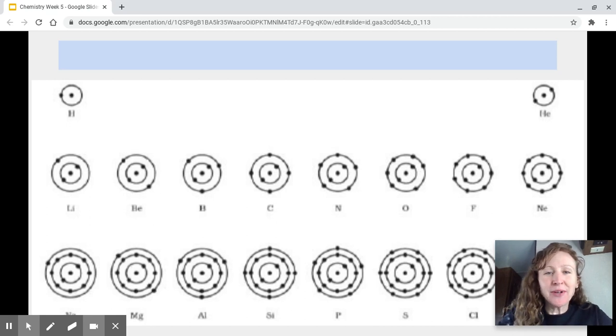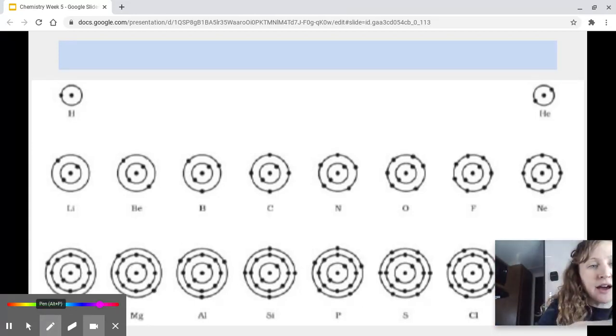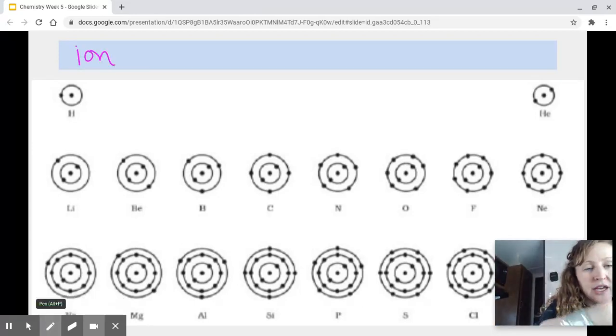Hey, chemistry. I want to talk through the next two periodic trends with you. So this is periodic trends part 2. We're going to talk through electronegativity and ionization energy. So let's start with ionization energy.